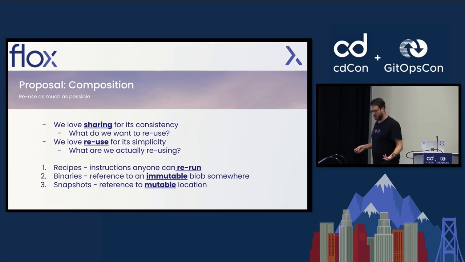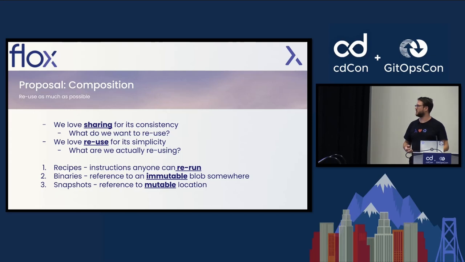So again, we need a better way to communicate these concepts. I'm trying to figure out what the right ways are, but I want us to be able to specify in our language and in our tooling, what are we reusing? Am I reusing that recipe? Am I reusing the binary exactly as is? Or am I reusing some current snapshot or current state of something which changes over time? Because how we talk about them will be different.